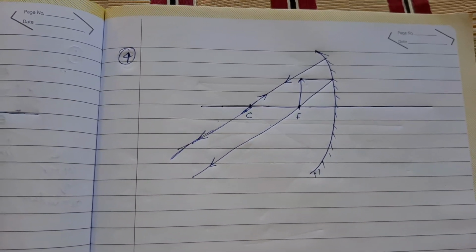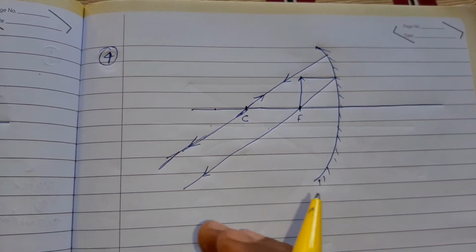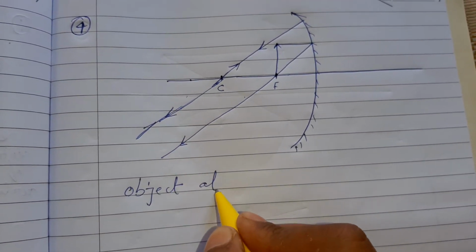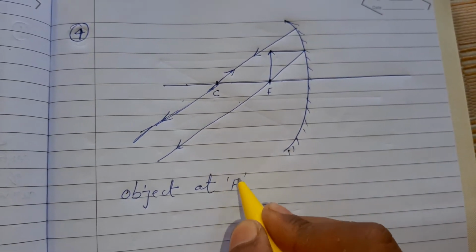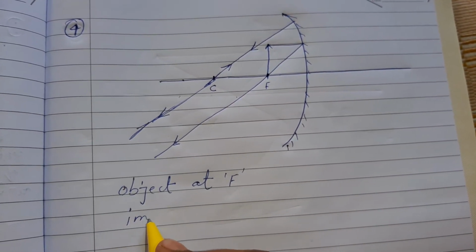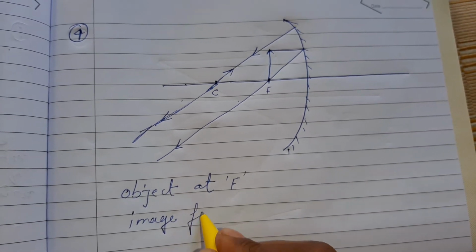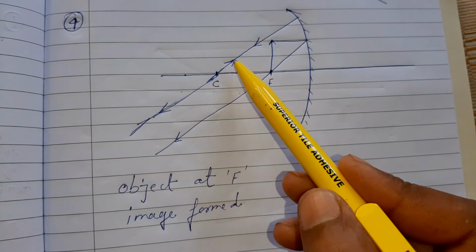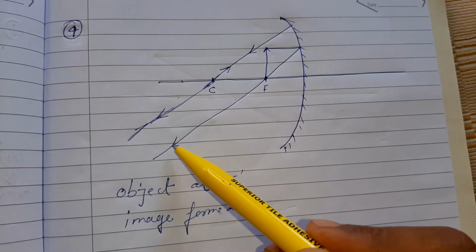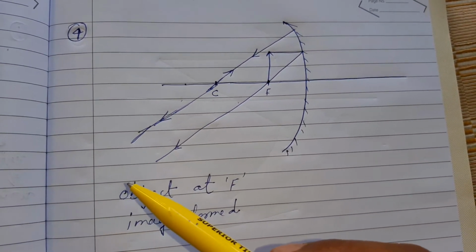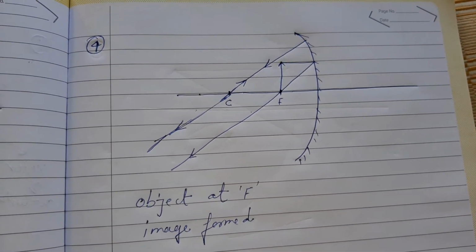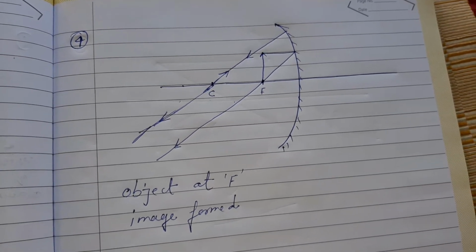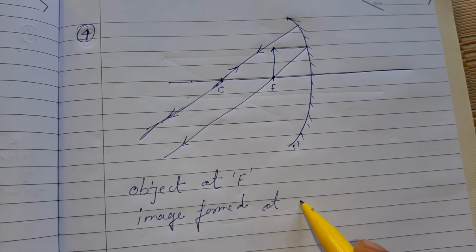I will write the condition here. The object is at F, so where is the image formed? When both rays of light go parallel, they meet at infinity, as scientists say. So I will write here: image formed at infinity.